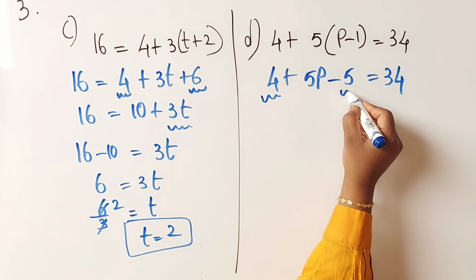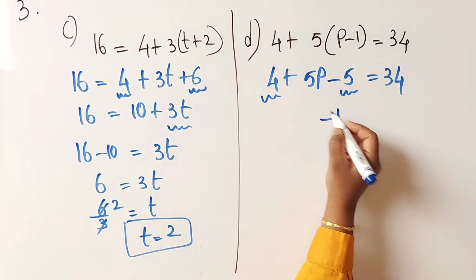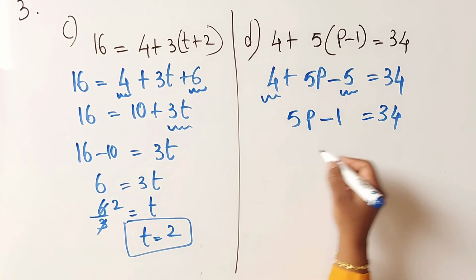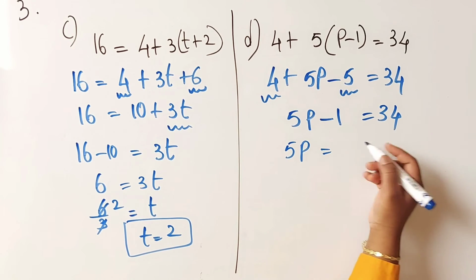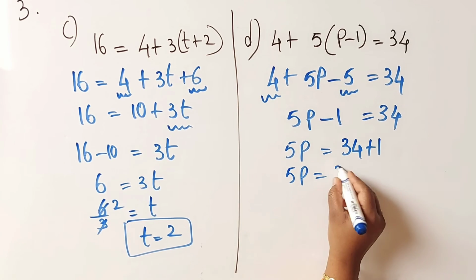Now these two numbers we will simplify. 4 minus 5, children, that is minus 1, and 5p is there. 5p minus 1 equal to 34. Now 5p equal to, this negative 1 will go to the right hand side, it will be positive 1. 34 plus 1, 5p equal to 35.